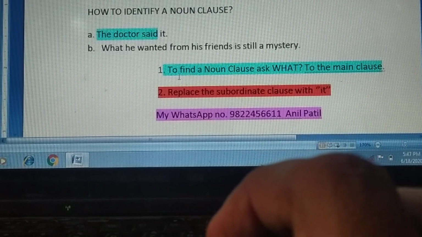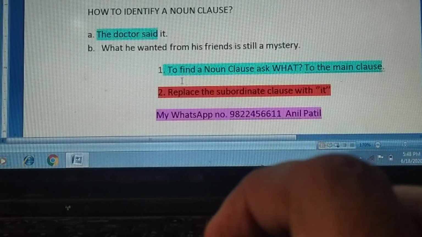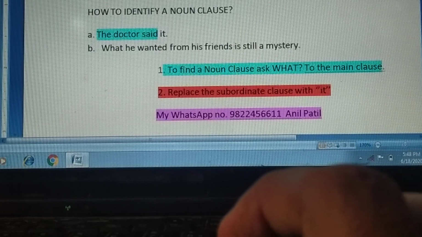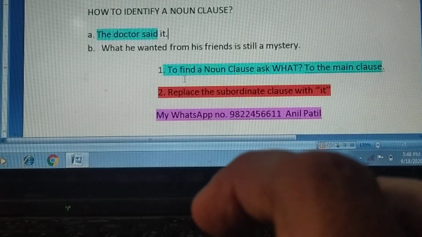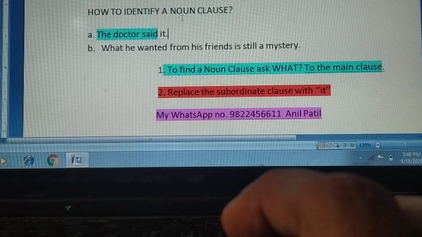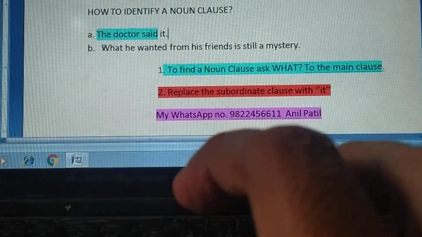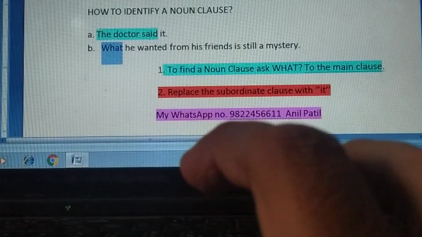These are the only ways. Like in mathematics, you do rough work and rough work is not part of your answer. Same thing is true here. These are the two methods of finding out, because if you have seen the previous video, you are able to find out subordinate clause and main clause. Now the second step is identifying noun clause. So here also, this is the word what from that list.